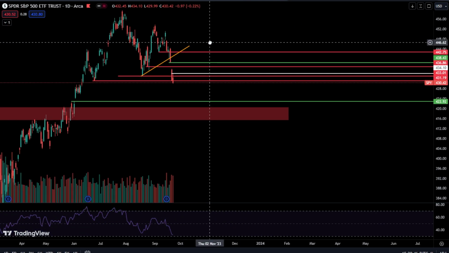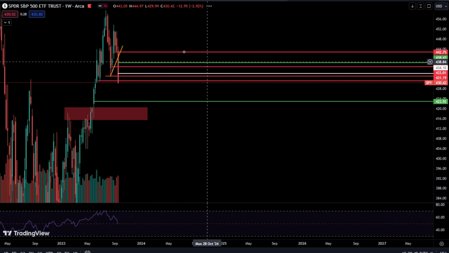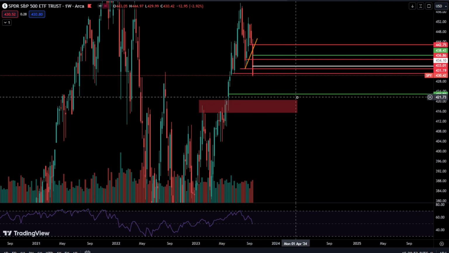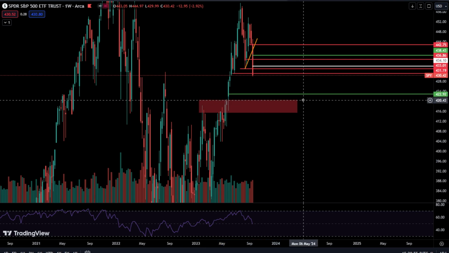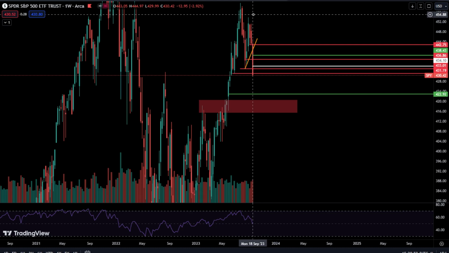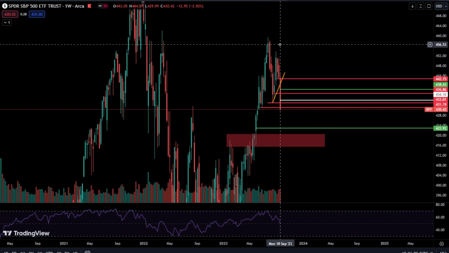So if we do come back down to that zone, I do have to assume you're probably going to see buyers step in there. Where is the top of that zone? The top of that zone is right over here, just about 420. Now, that is a number that I continuously have seen for the past few weeks all over Twitter.